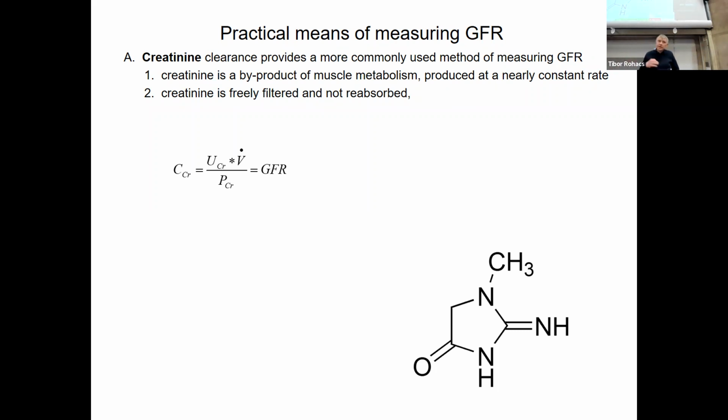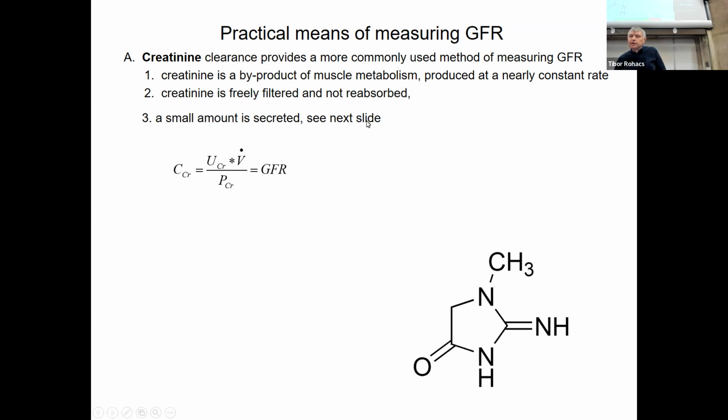To avoid the need to inject anything into people, scientists and clinicians look for things that can be used instead, something that's endogenous, and creatinine is such a compound. Creatinine is a byproduct of muscle metabolism. It's formed at a nearly constant rate. It's freely filtered and not reabsorbed.